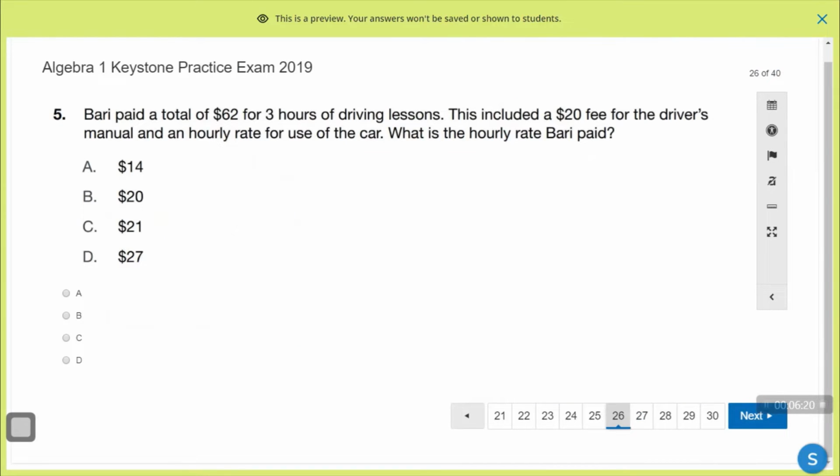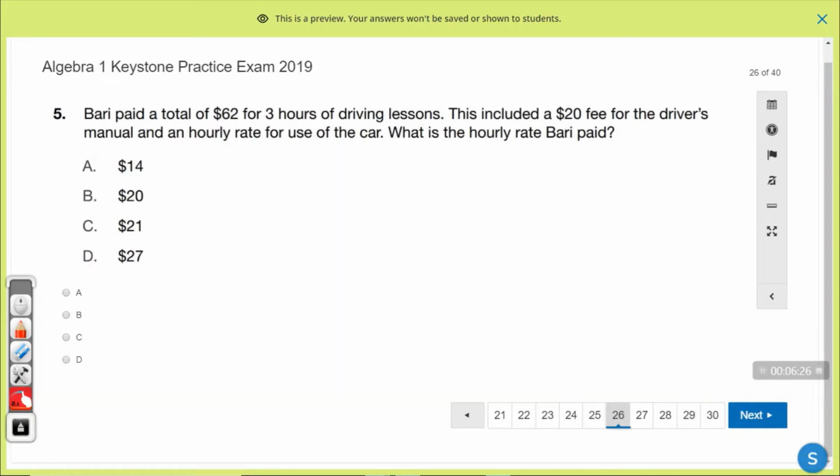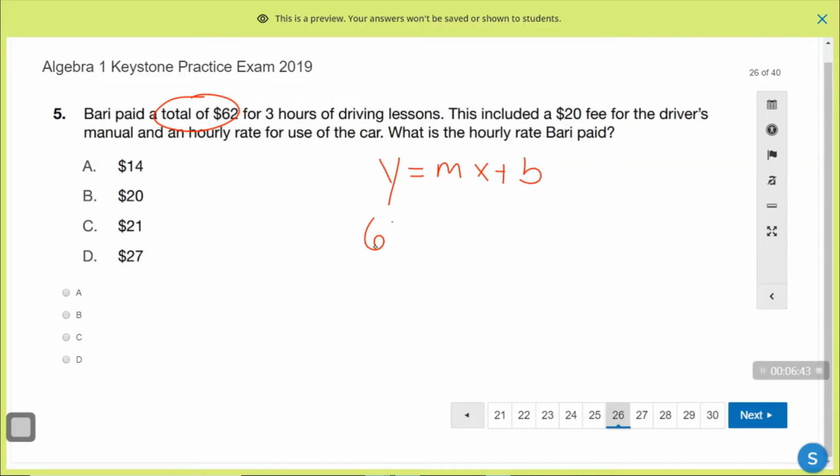Let's take a look at our next question, number 5. Barry paid a total of $62 for 3 hours of driving lessons. This included a $20 fee for the driver's manual and an hourly rate for the use of the car. What is the hourly rate that Barry paid? Well, if we look at our slope-intercept form, y equals mx plus b, let's look at the values that they're giving us here. They're telling us the total was $62. That means y was 62. They're telling us it was for 3 hours. That's my x value. I don't know my slope, but I know that x was 3.